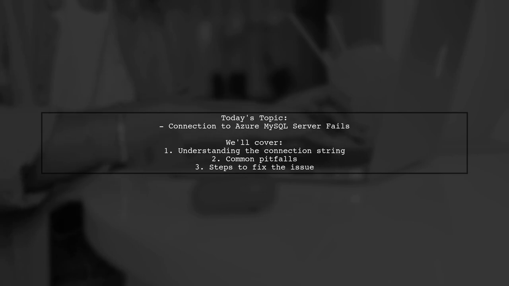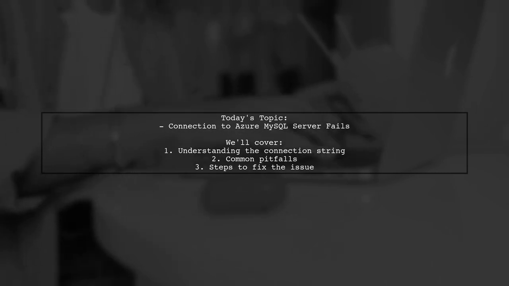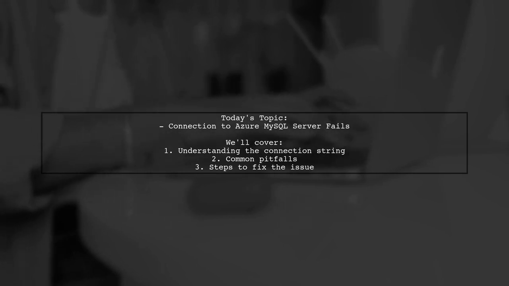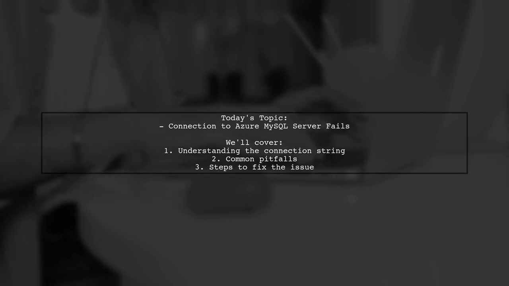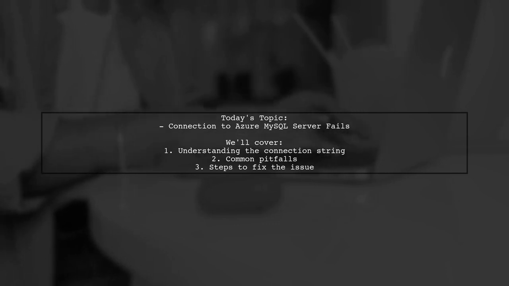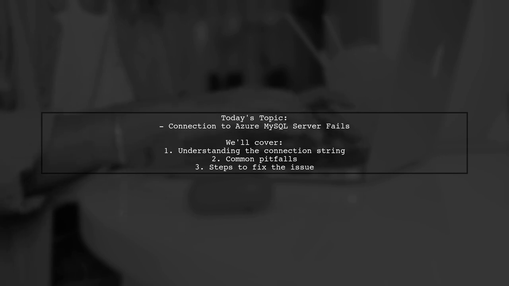Today, we're addressing a frustrating issue that many developers encounter when working with Azure. One of our viewers has reached out with a question about connecting to their MySQL server. They say, "When trying to connect to my MySQL server in Azure from my MySQL client, I get an error, even though I'm using the correct username and server name. How can I fix this?" It sounds like the culprit might be an incorrect connection string. Let's dive in and explore how to resolve this issue together.